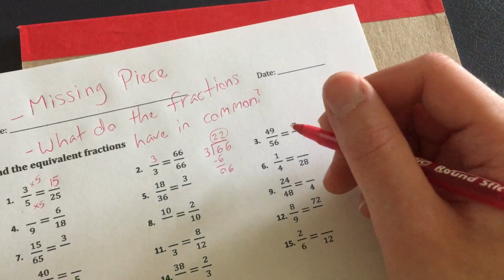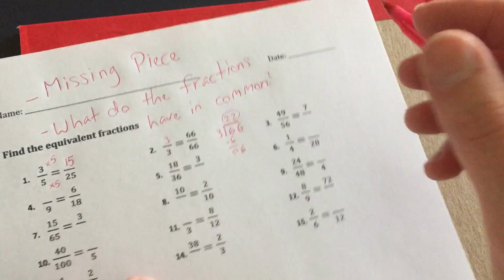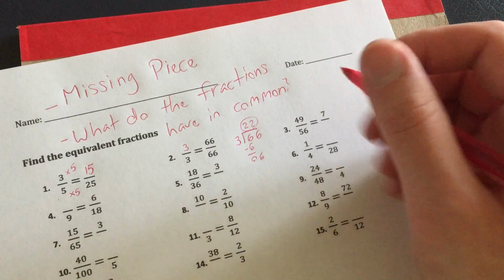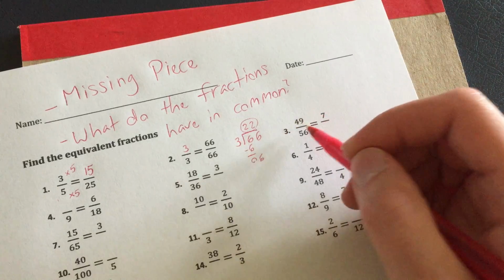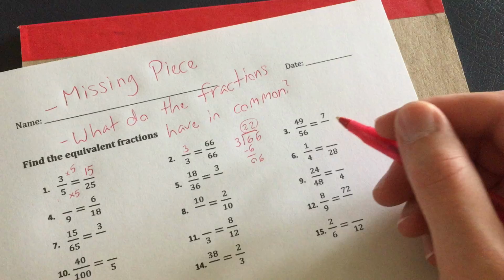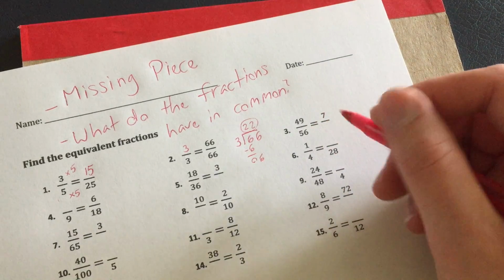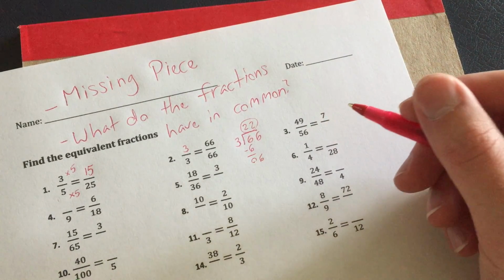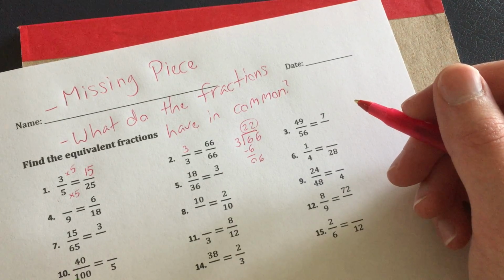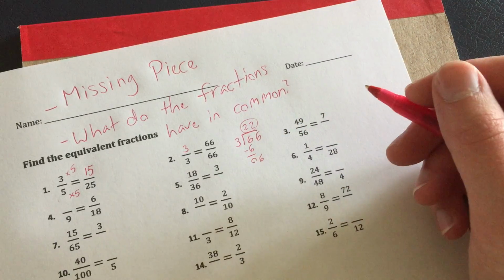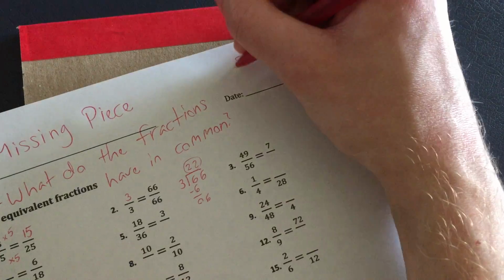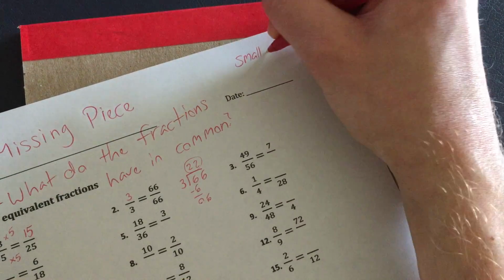Number 3, we're going to move on to. And I'm not going to do all 15 of these. We're just going to do a handful of them just to help you practice a little bit. But number 3, we've got 49 over 56 equals 7 over something. We don't know what that something is yet. Again, we're going to go from big to small.